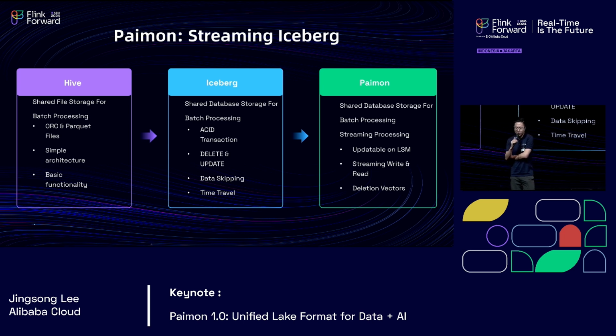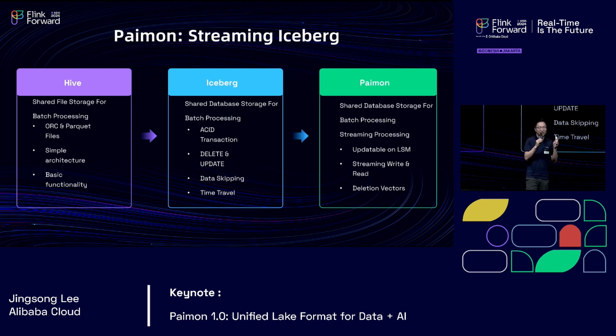So Iceberg comes. Iceberg, I think, is a shared database storage for batch processing. On top of Hive, Iceberg provides more features, like ACID transactions. In Hive, you can only use insert overwrite, but for Iceberg, you can delete, update, and insert records. So there is a guarantee about data consistency. You don't need to care about data loss.